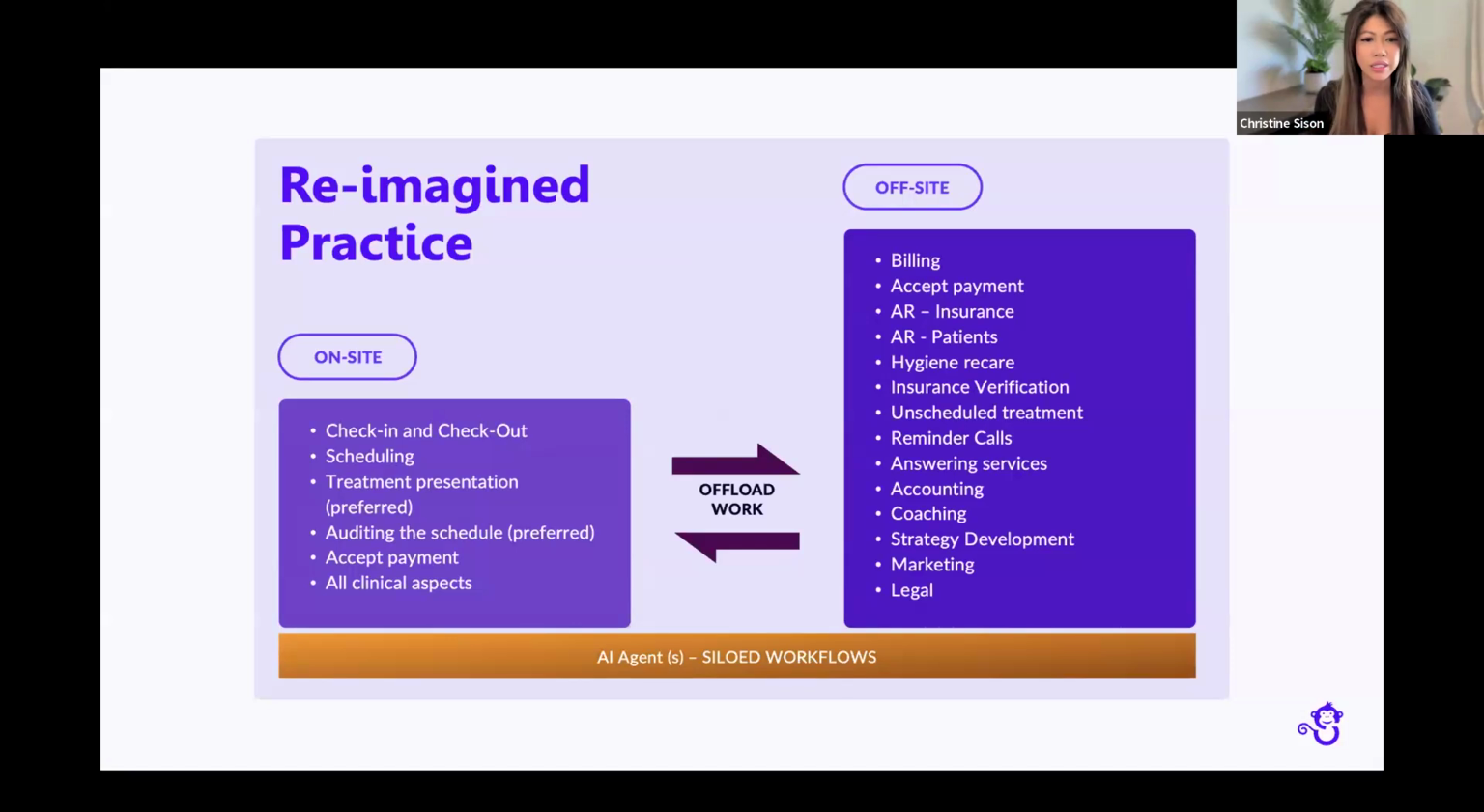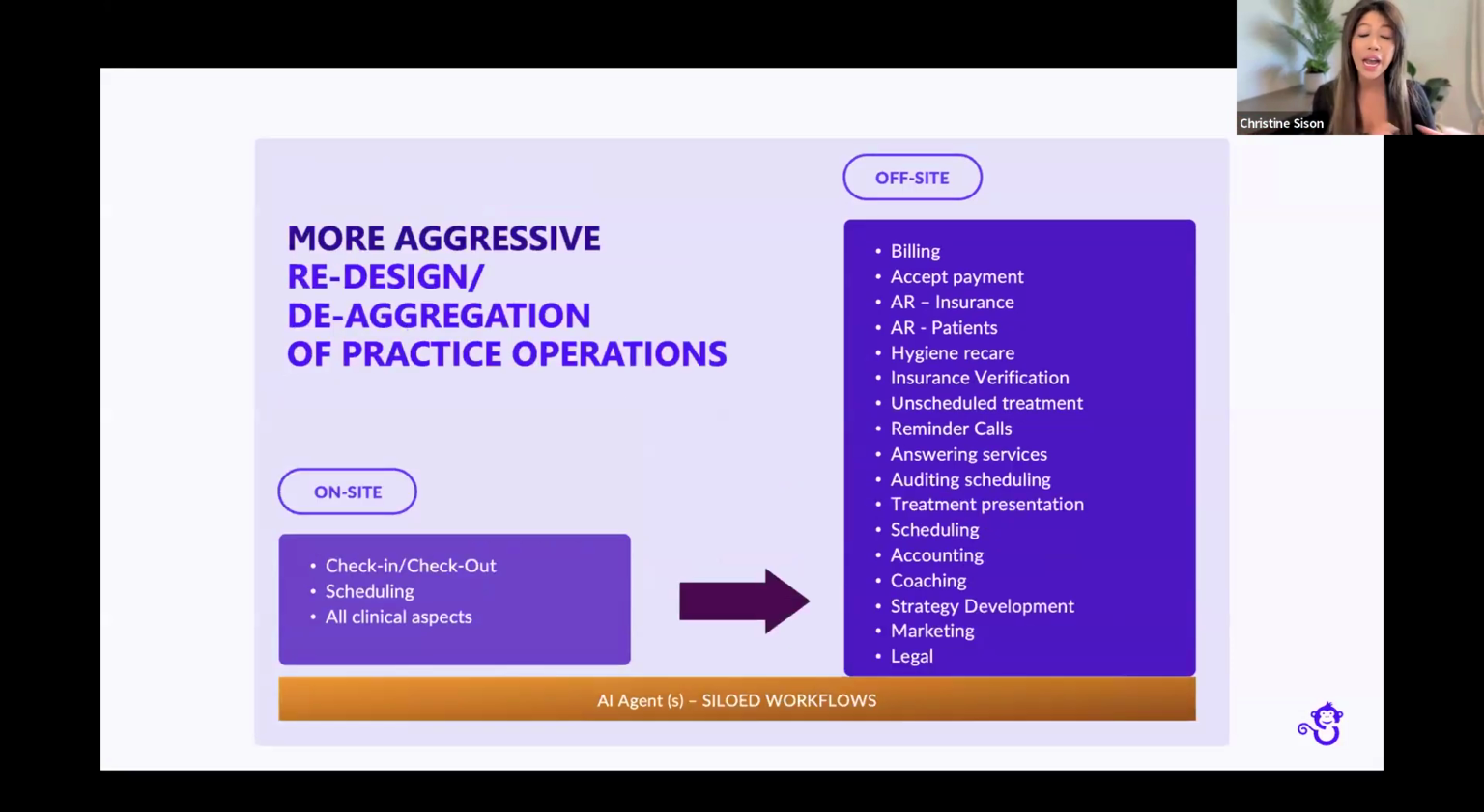I have practices with dentists coming out of dental school who don't want to hear the phone ring at all. They're very aggressive and say, hey, I don't want any of the front office being done on site. I want everything done off site. I don't want to hear the phone ring. So really only the clinical aspects are done on site, and they have a nice concierge person greeting the patients: do you want tea, etc. So you can be very aggressive like that.